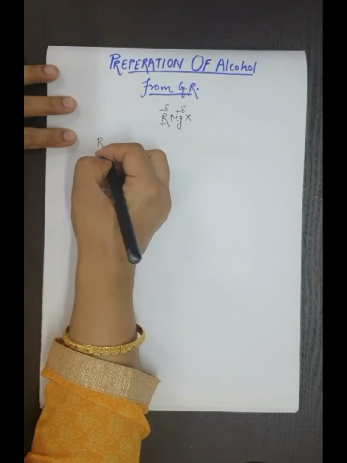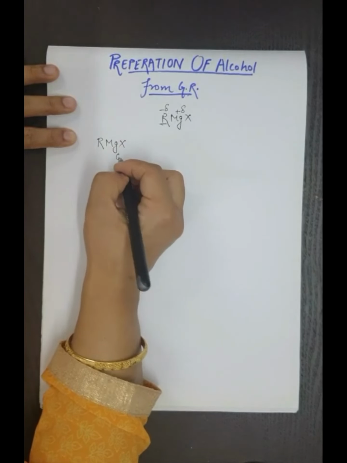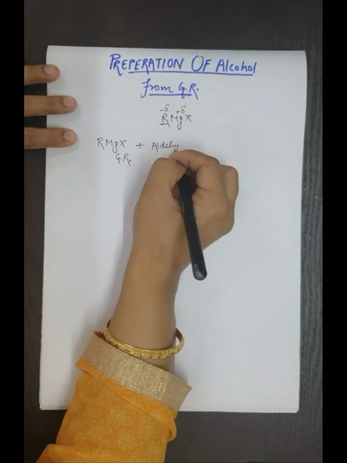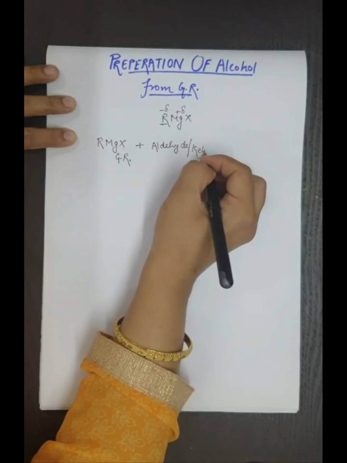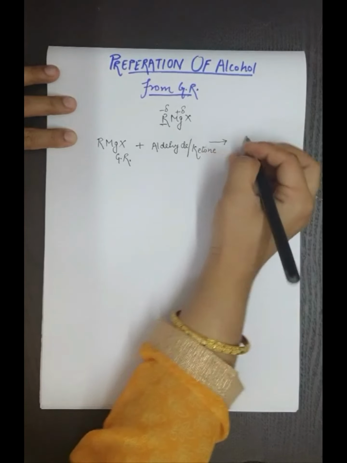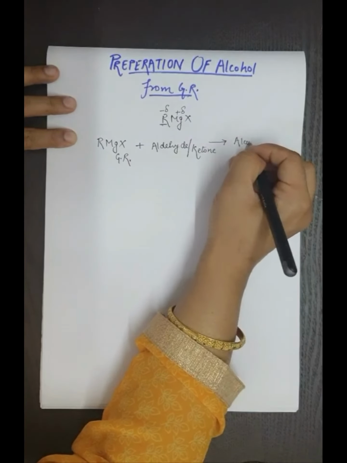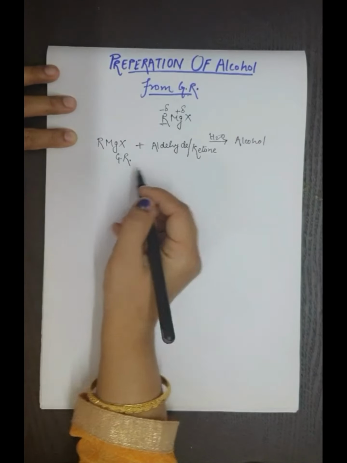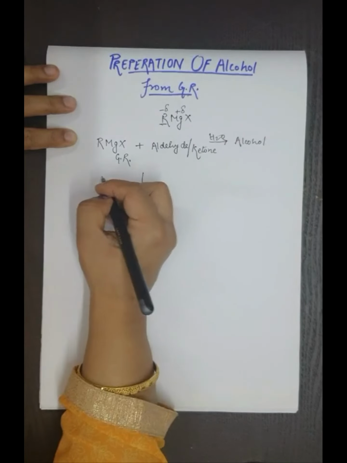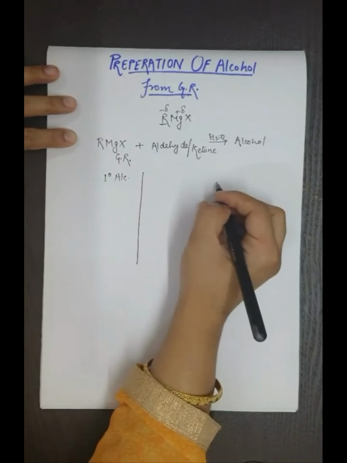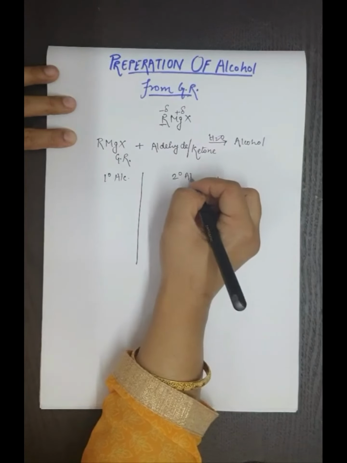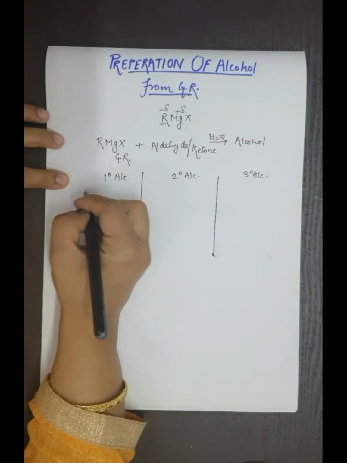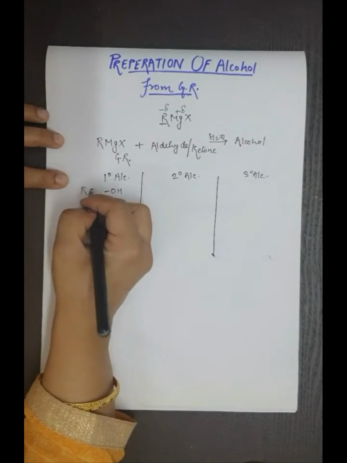The general reaction is like this: RMgX, this is Grignard reagent, reacts with either aldehyde or ketone and forms alcohol as a major product followed by hydrolysis. As we know, alcohols are of three types: primary alcohol, secondary alcohol, tertiary alcohol. Primary alcohols are those alcohols in which OH group is attached to the primary carbon atom.